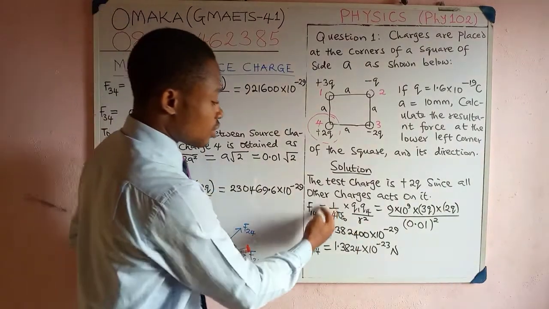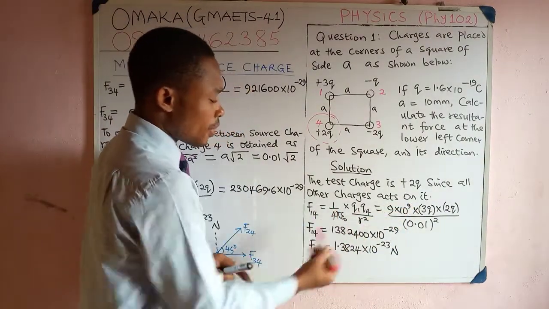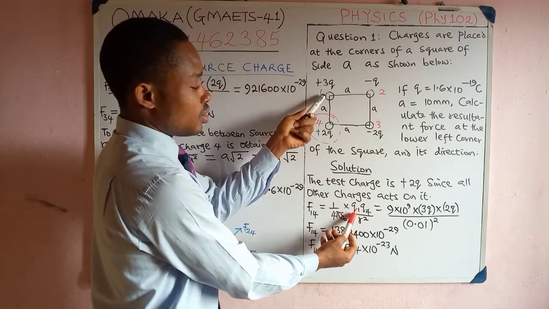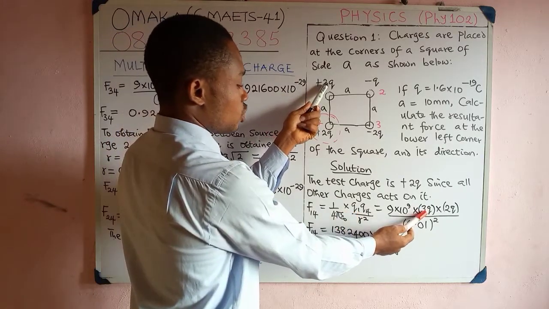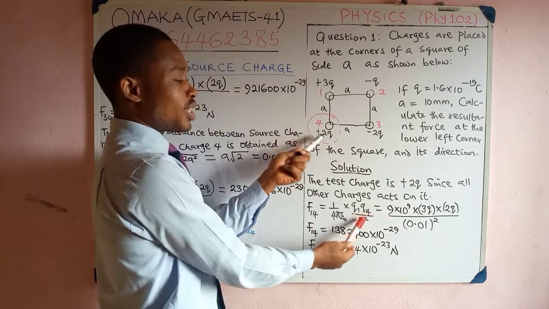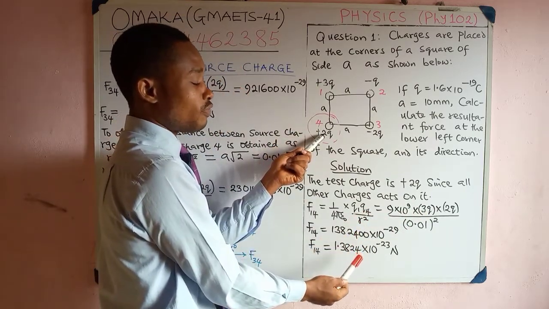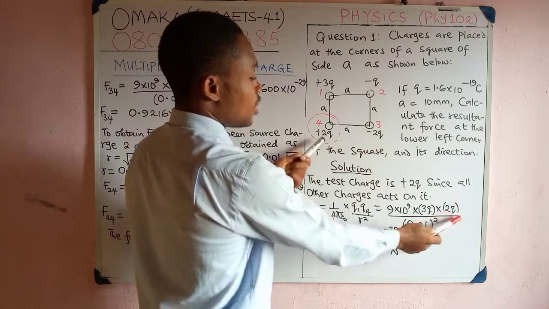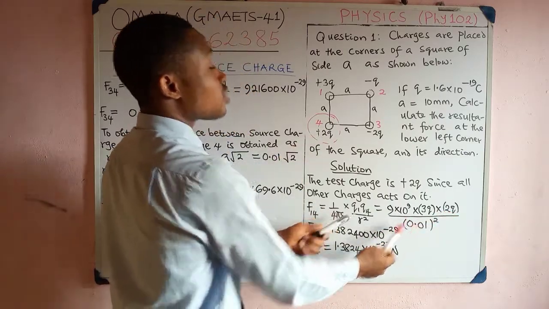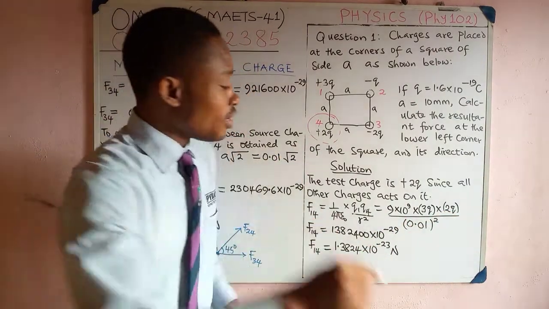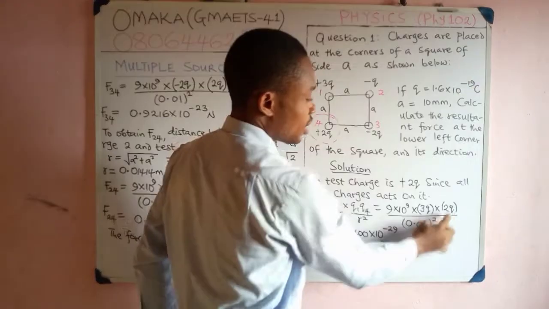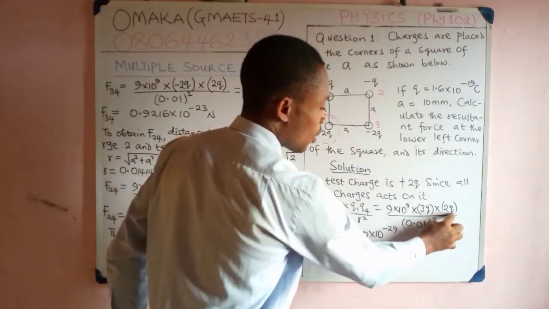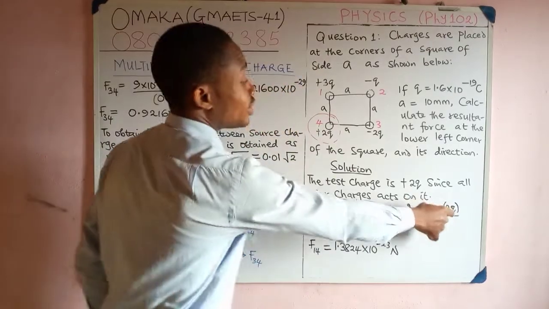Putting in the values, this constant is 9 times 10 raised to the power 9. Then Q1 is what? Look, charge at point 1 is 3Q. See the substitution? Then times Q4, our test charge, charge at point 4, which is 2Q. You can see that? Divided by the square of the distance, 0.01 squared. Please don't forget this Q has a value of 1.6 times 10 raised to the power minus 19. So you need to substitute that 1.6 times 10 raised to the power minus 19 here.